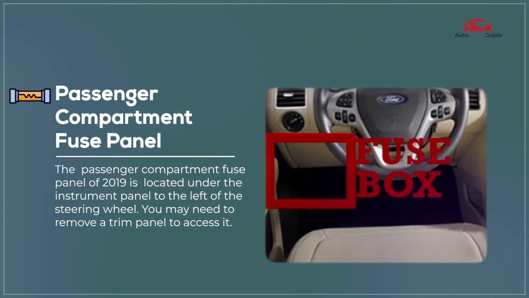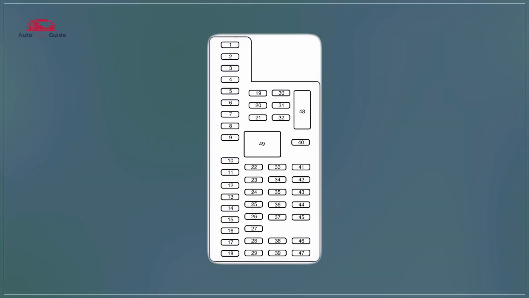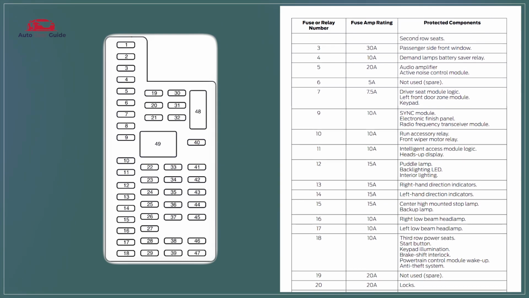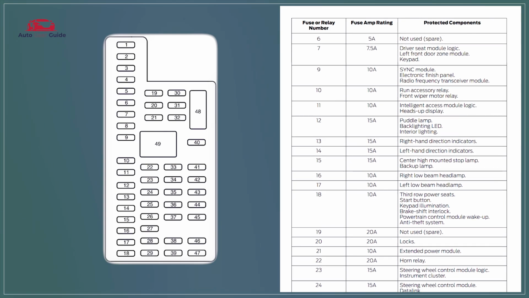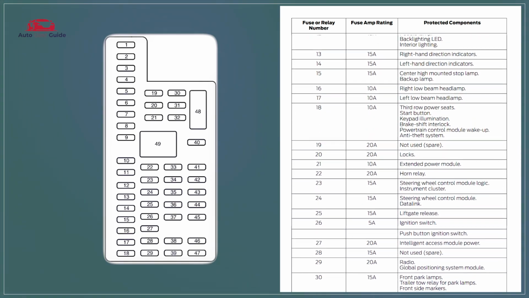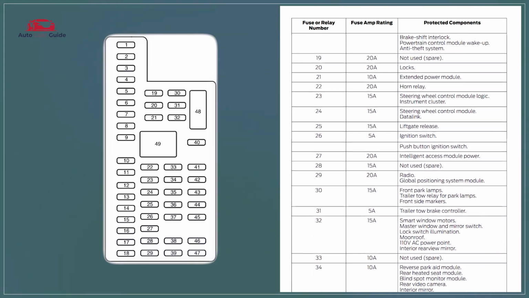Passenger compartment fuse panel. The 2019 Ford Flex passenger compartment fuse panel manages and protects circuits for interior features like the radio, power windows, and dashboard displays. It's conveniently located under the dashboard for easy access and maintenance.